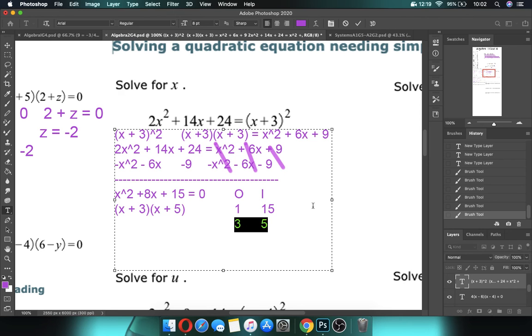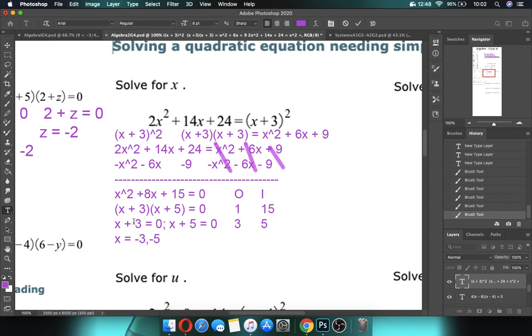So that's going to be your setup. And again, is it set to 0? Yes. Does that mean we can solve it? Yes. So that's what we're going to do. So we're going to have our x plus 3 equals 0, and then x plus 5 equals 0, and then we're just going to solve them respectively. And what are we left with? We have x equals negative 3 and negative 5. There's our answer.